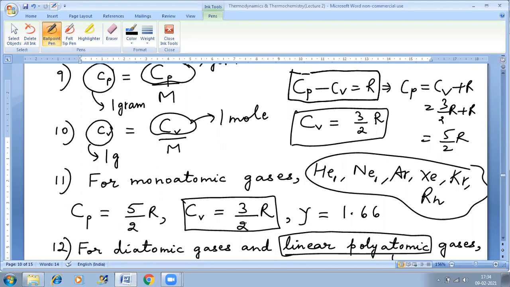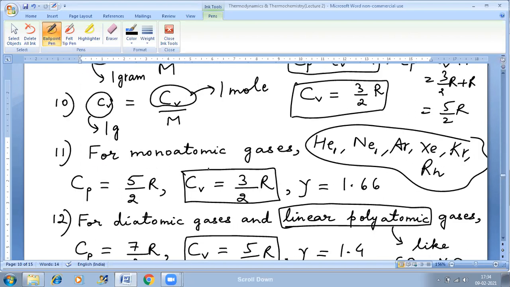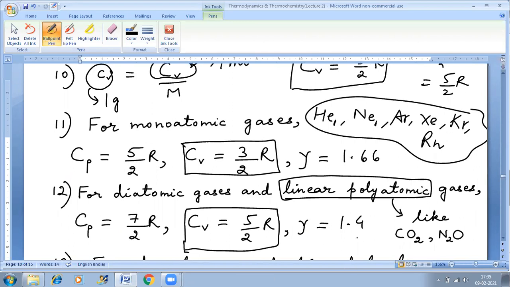So Cv is 3 by 2R for monoatomic gases. For diatomic gases and linear polyatomic gases, Cv is 5 by 2R. The moment you know Cv as 5 by 2R, you can find out Cp again by using Mayer's formula, that is Cp minus Cv is equal to R, and then gamma will be Cp upon Cv. Gamma comes out to be 1.4. That is 7 by 2R upon 5 by 2R. That is 1.4.